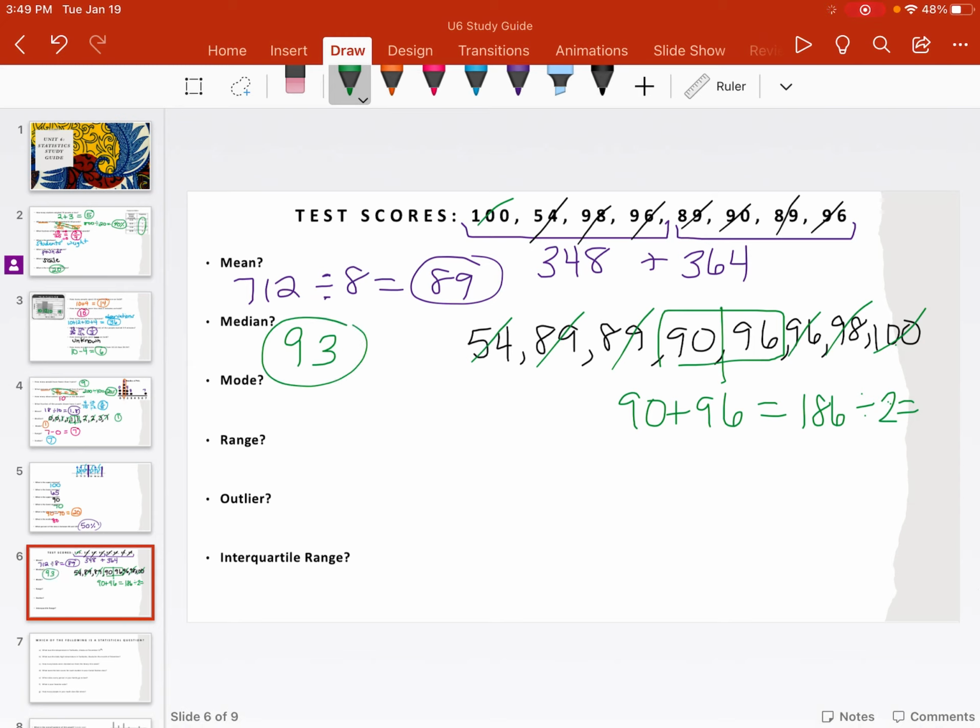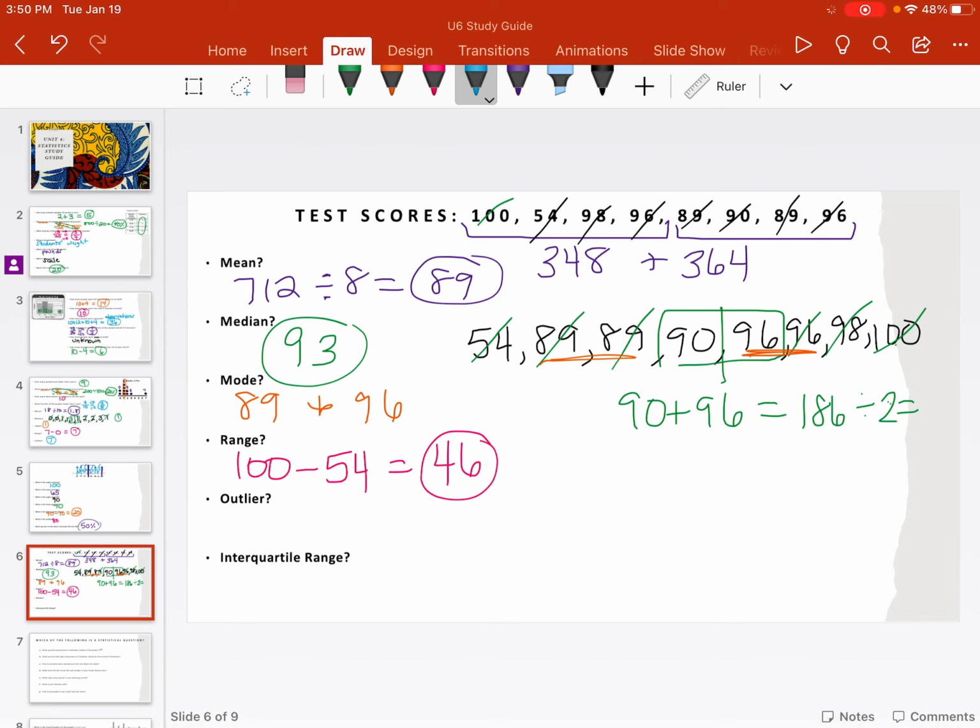Okay, my mode, remember mode is the one that's repeated the most often. So I can see here I had 2 96s. I also had 2 89s. So they are both my mode. 89 and 96 were both repeated the most. My range is my biggest, 100, minus my smallest, 54. So 100 minus 54 gives me 46.